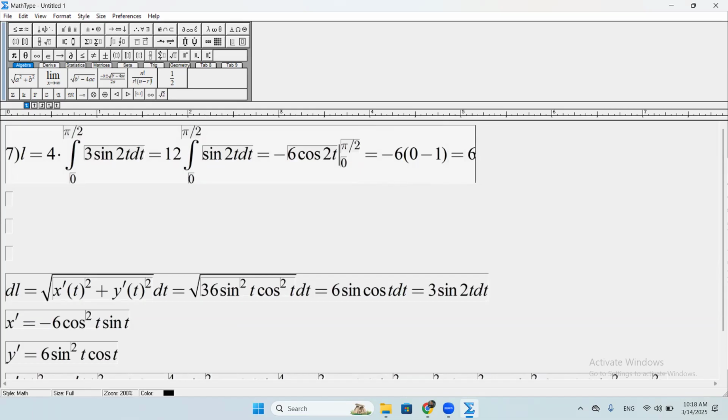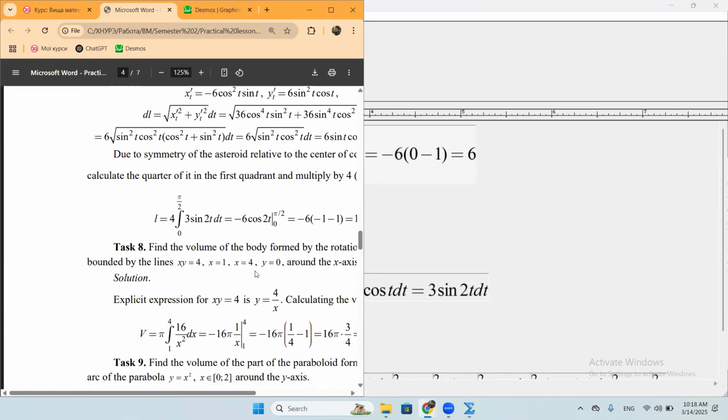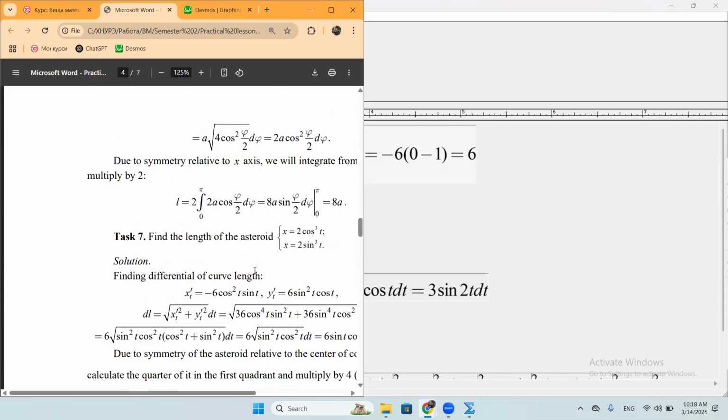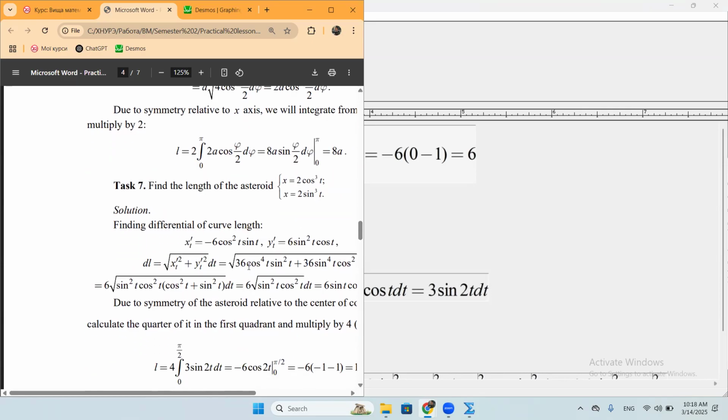Any questions about this exercise? So no questions, right? Okay, if no questions, let's go for a break, and then we will use integrals for calculation of volumes, mass, and moment of inertia. And now let's have a break for 5 minutes.